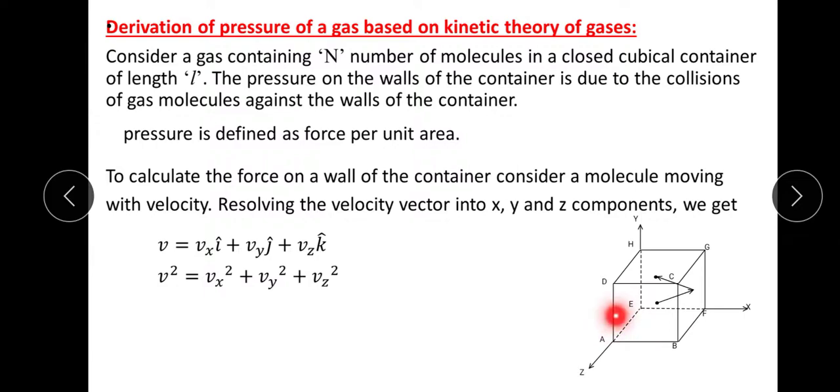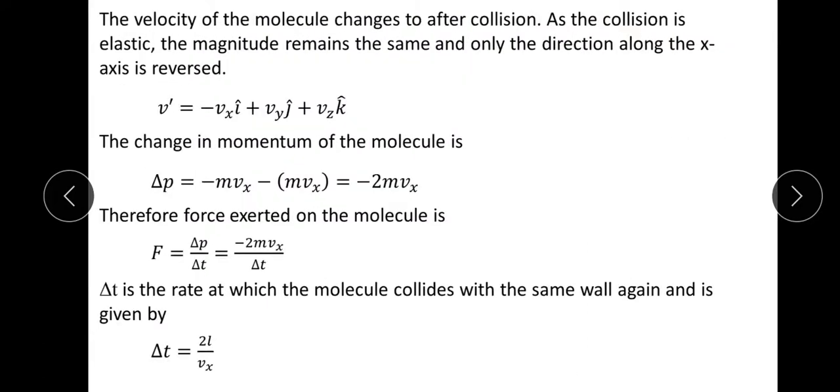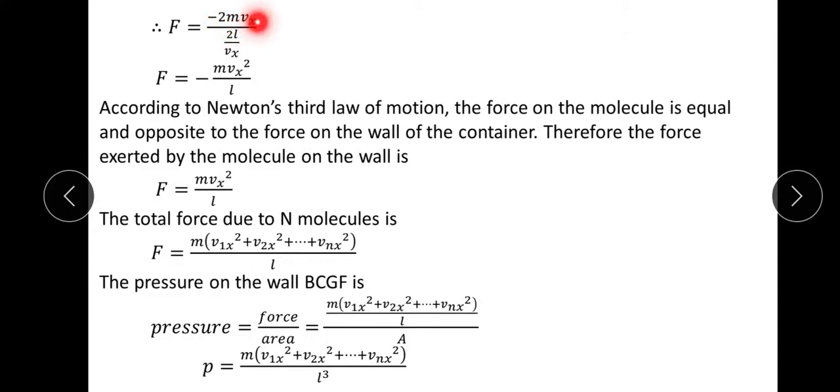So the length of the cubical container from one side to another side is L. If it is returning to the same point, the total distance becomes 2L. Therefore, the time taken is the distance covered, 2L, divided by its velocity vx. So delta t is nothing but 2L by vx. Let us substitute this delta t by 2L by vx now. So minus 2mvx divided by 2L by vx. So the force becomes minus mvx² divided by L.